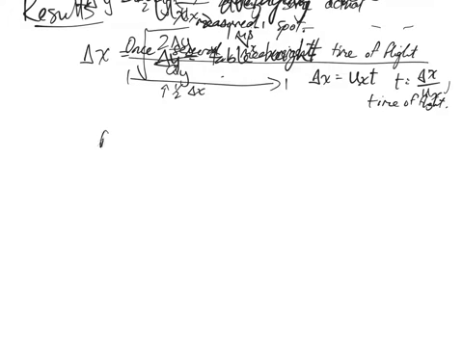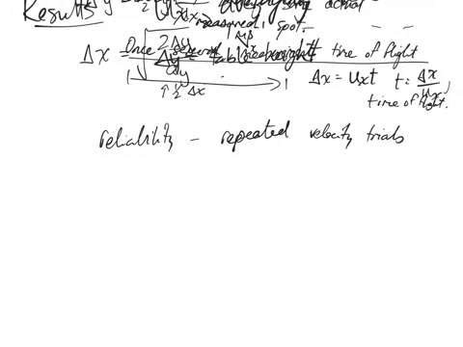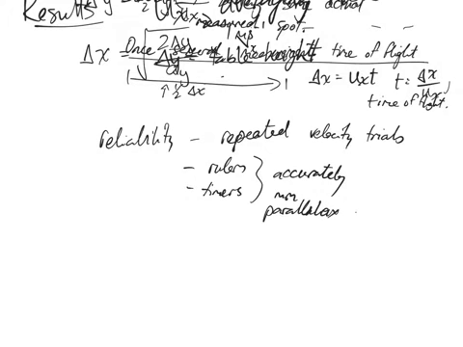For reliability, we repeated the velocity trials on the top of the table. Rulers, timers as accurately as possible, and that's using millimeters on the rulers, avoiding parallax error, using the ruler and putting your eye at the level of the ruler and making your reading, rather than looking down and making a reading.